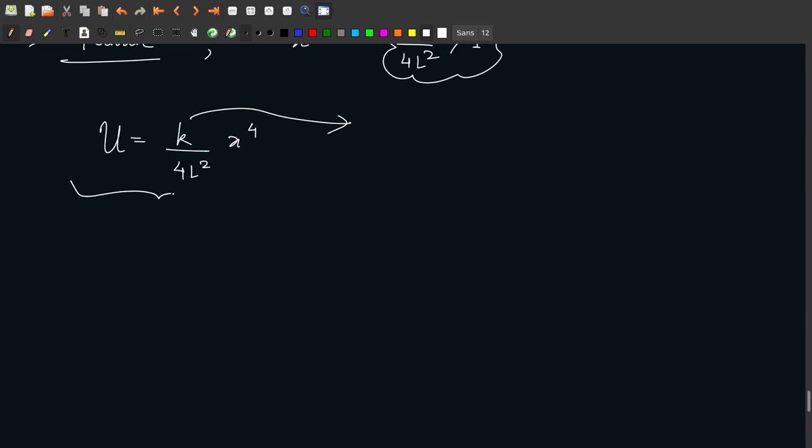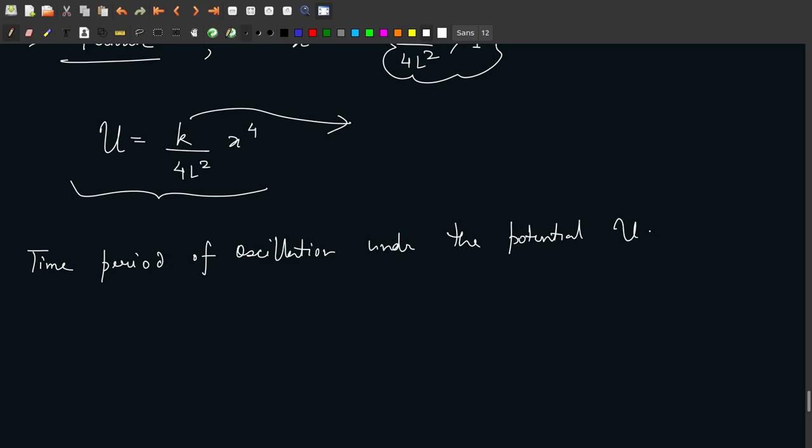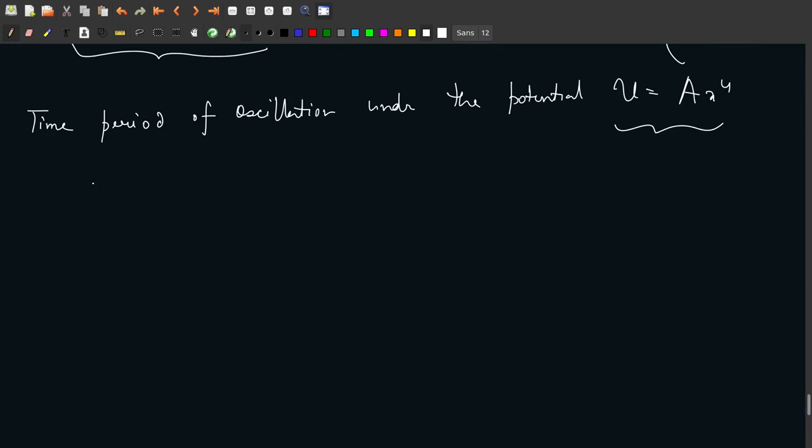But as of yet the tutorial is over, in that sense that we have calculated the potential. So what we'll do is we'll work out this problem, that is we'll find out the time period of oscillation under the potential U equals some a x to the power 4, where a is obviously greater than 0. Okay, good. So how do we do that?